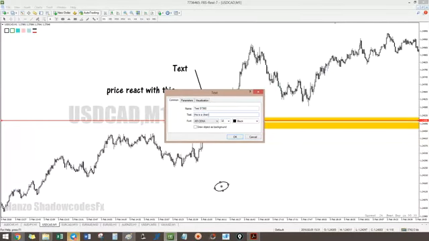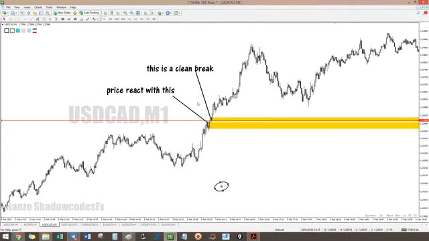Okay, so in this situation, the market already happened. It's only a backtest. But in the future, when you are trying to live trade, you need to find this clean break. Try not to find something like this, because this is not a clean break, so it's not a good one for you to trade.